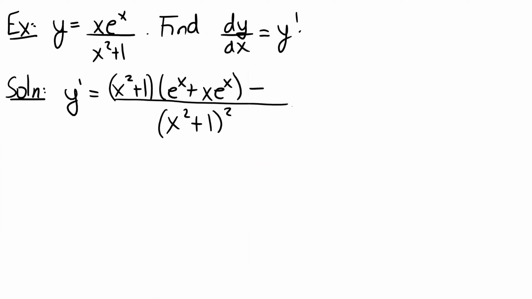Then we continue on using the quotient rule to get the second part, x times e to the x times 2x. Again, if we're just tasked to find the derivative, we are done. This can be our final answer.